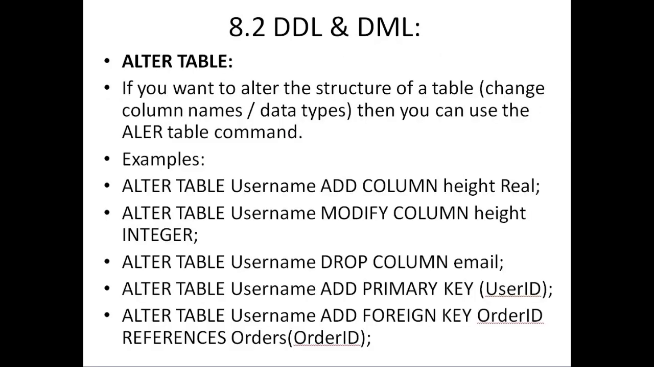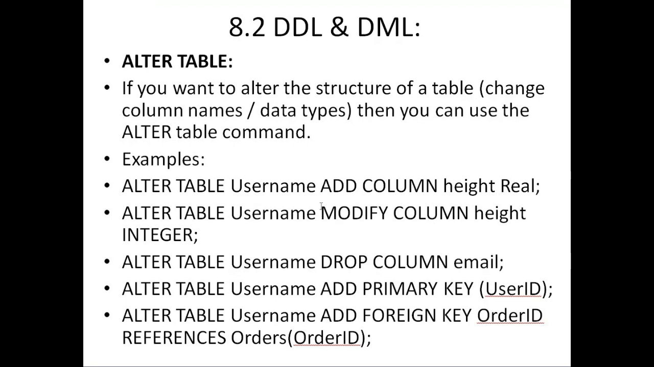Alter table. If you want to alter the structure of a table, such as if you want to change the field names, or change the data type of a specific field or multiple fields, then you can use the alter table command. Examples: alter table username, add column height real. This is going to add another column by the name of height with the data type real into the original table, that is username.